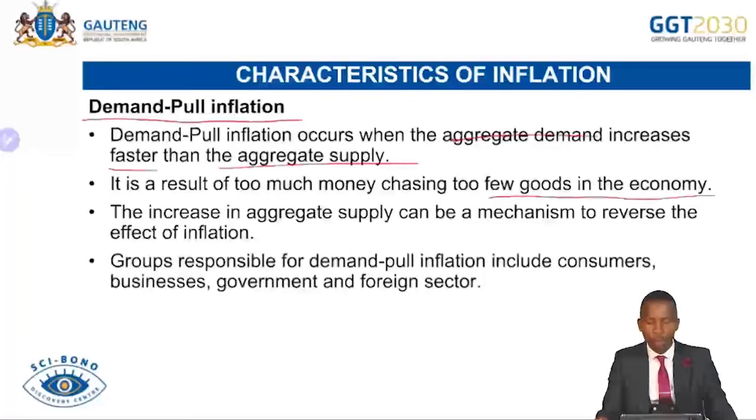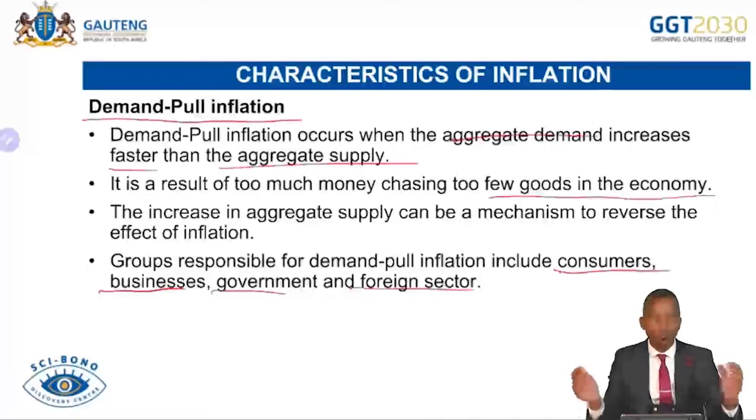A group responsible for demand pull inflation include consumers. They are the main consumer, they are the ones that are demanding goods and services. The businesses, the government, and the foreign sector. For businesses, as they increase their investments, they bring more money into the circulation, which results in employment opportunities, and also there will be more multiplier effect.